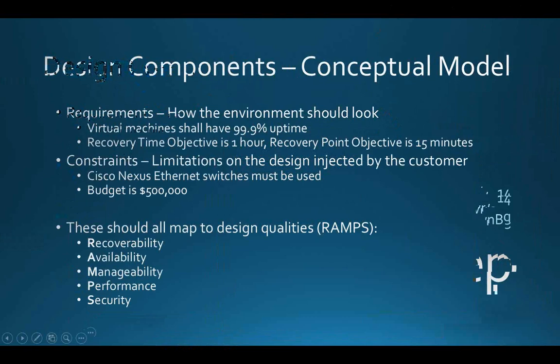So my virtual machine shall have 99% uptime. That's an availability requirement. My RTO and RPO, those are recoverability requirements. My budget, that'll hit any number of different design qualities. My hardware constraints will hit availability, manageability, performance. But in the end, they all map to those design qualities, and that's an important thing to remember when you're going through your documentation and creating your design, to keep those in mind throughout the process.